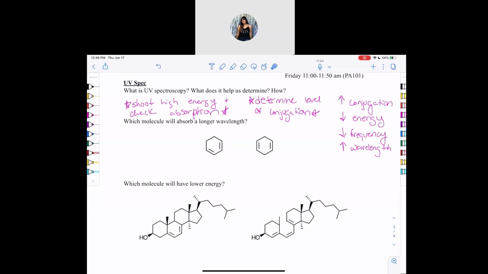We're going to talk about UV-vis spec stuff. UV spectroscopy is basically when we shoot a molecule with high energy beams, and we are going to check the absorption. The absorption is going to tell us the level of conjugation we have in our molecule. More conjugation means lower energy, which means lower frequency, which means we are absorbing a higher wavelength.